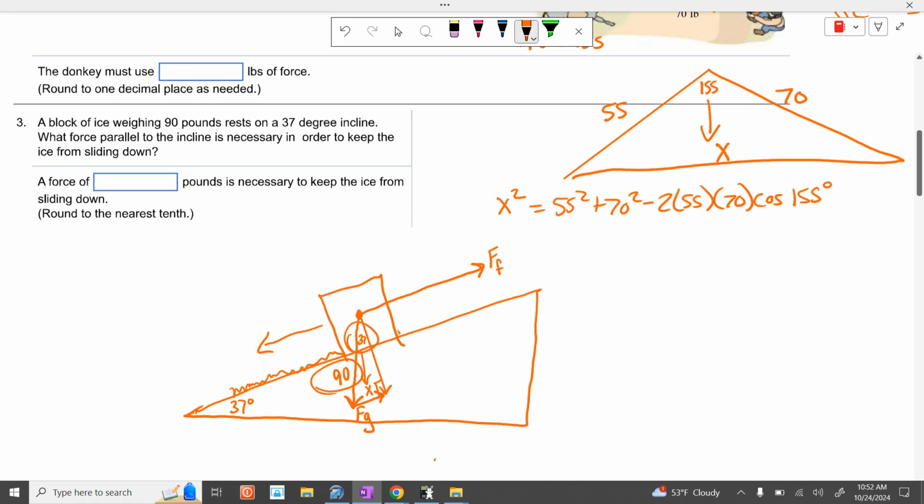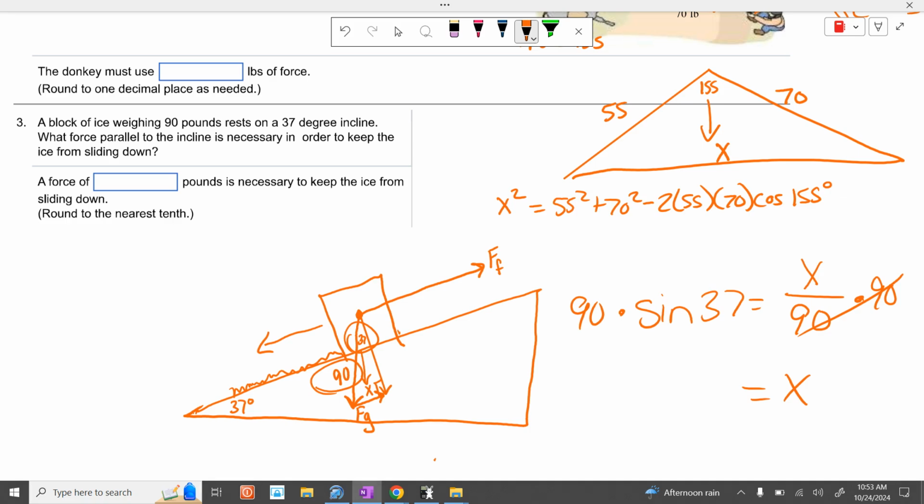Opposite over hypotenuse is what trig function? So the sine of 37 degrees equals the opposite side over the 90 pounds. How do we figure out what x is? Take 90 times the sine of 37. Because if we multiply both sides by 90, x equals 90 times the sine of 37. What is 90 times the sine of 37?